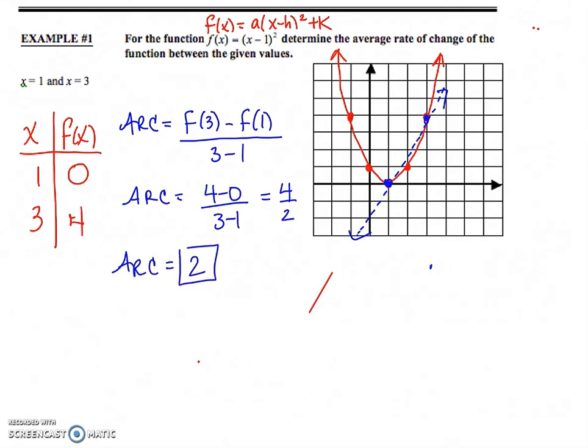Okay, well, if we look at that dashed line that I just drew there, connecting those two values on our function, you can see that my slope here is up 2, right 1, up 2, right 1. So the slope of that secant line between point A and point B is 2.